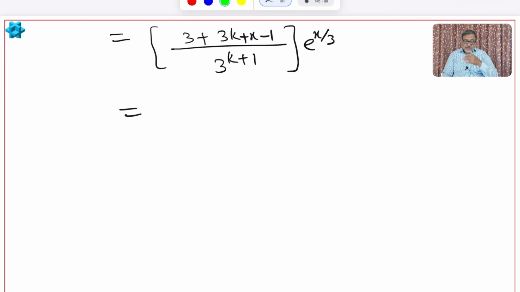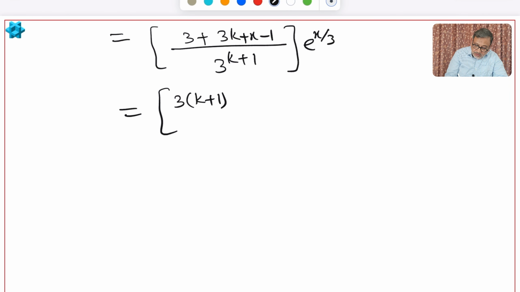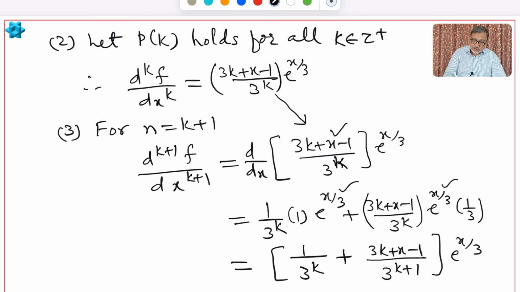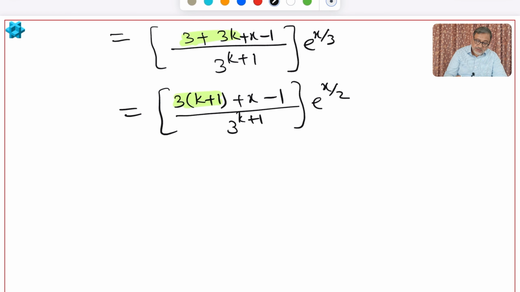Okay, but if you look at this, 3 to the power k, 3 into k plus 1 plus x minus 1 over, it will become like this. Look here, this one is the combination of these two, right? So this is similar to statement 2. Look here, statement 2 says like this. Okay, so we have got the same type of answer, only with k plus 1.